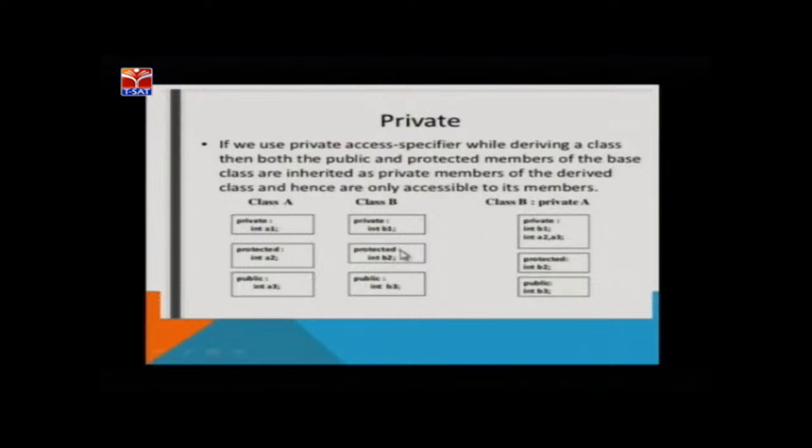As we are implementing inheritance to these classes and I am taking the access specifier as private, the protected members and public members of the base class will become the private members of the derived class, and the protected members and public members of the derived class B will remain the same as protected members and public members.